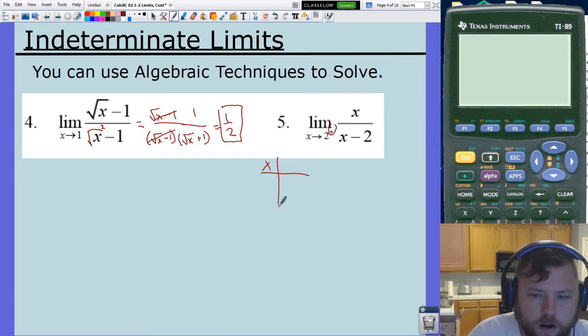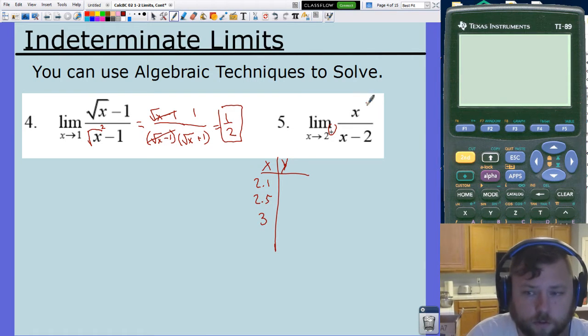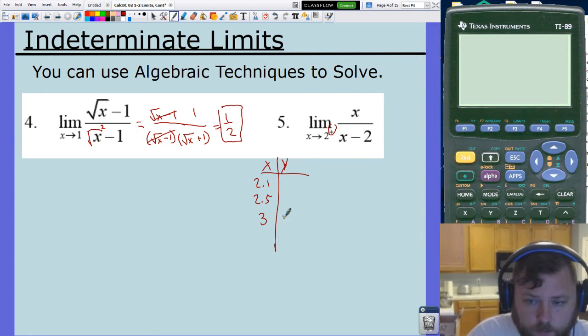Might be one where you just plug in some test values. So I'm going to say x and y. I'm going to pick, when I say 2 plus, a little bit bigger than 2, so 2.1, 2.5, and let's say 3. So if you plug in those values, what's it going to come out to? If you plugged in a 3, that's the easiest one. So 3 over 3 minus 2 is going to be 3 over 1, which is just 3.